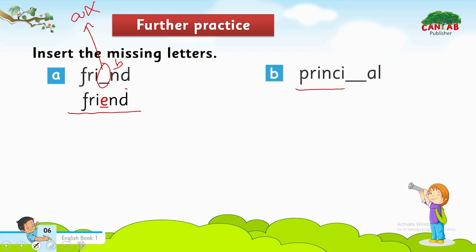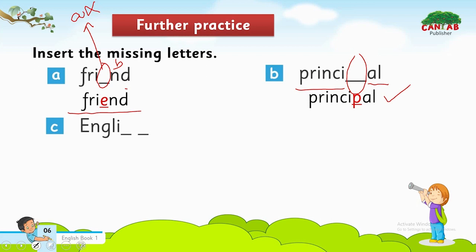P-R-I-N-C, Princ. And there is a dash and there is A and L. What should be the answer? You have done it. Yes, the right answer is principal. Now, what is this? E-N-G-L-I, Engli. This is English. There should come S and H. Yes, the right answer is English.